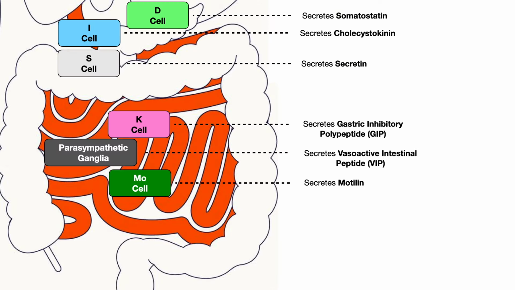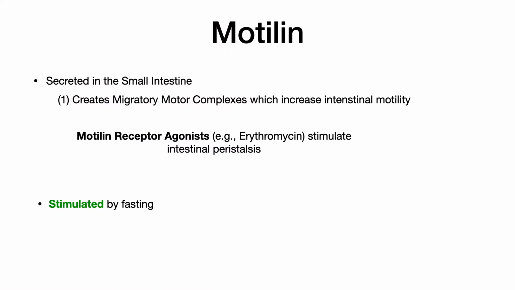Mo cells secrete motilin. Easy to remember because Mo equals motilin. And motilin sounds like exactly what it does. It causes motility. So this creates migratory motor complexes. You don't really need to know that name, but I put it here for completeness' sake. And what that does is it increases intestinal motility. So the Mo cell secretes motilin, which causes motility. Easy to memorize. It does exactly what it sounds like it does.